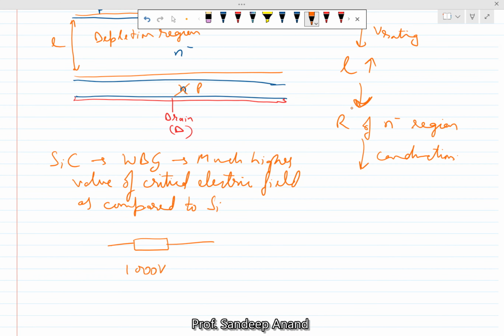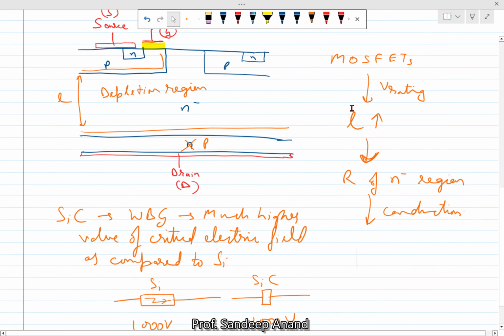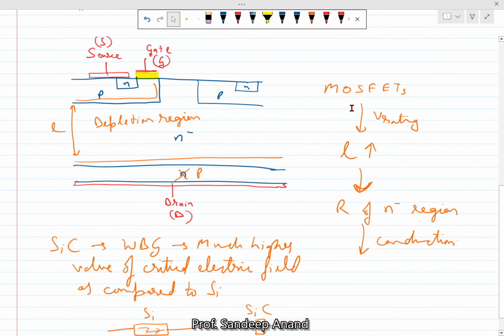need this much length of silicon to block that 1000 volt without creating a breakdown of this material, for silicon carbide a much smaller element is good enough to block the same voltage. That is what it means when we say that it has a much higher value of critical field strength as compared to silicon.